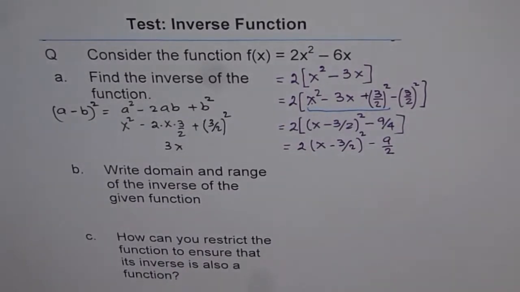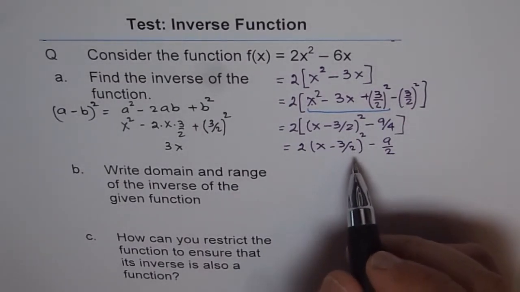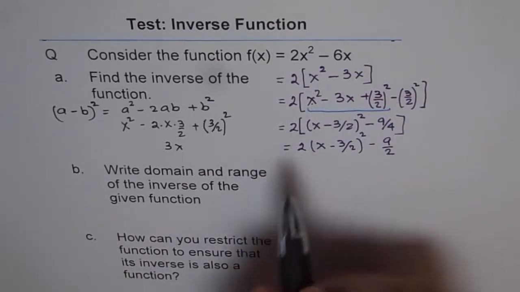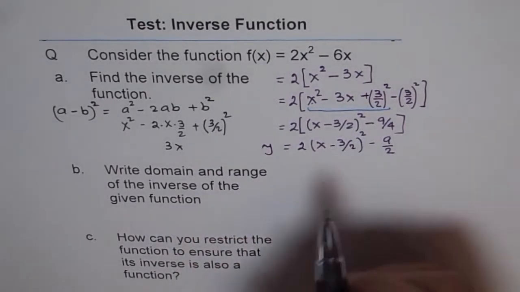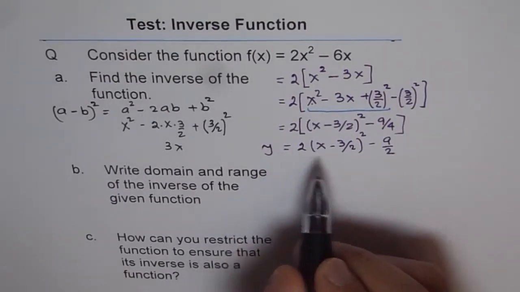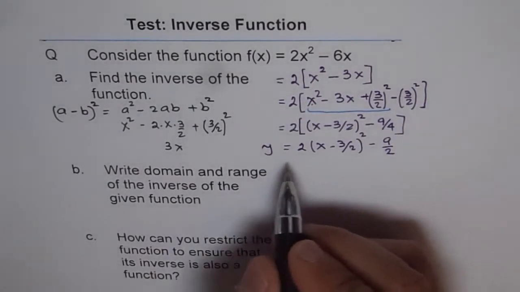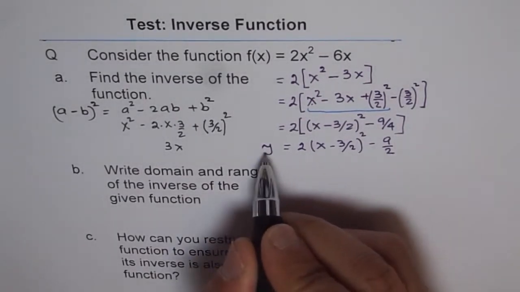So that becomes our function in vertex form. Now you can do the inverse of this function, right? So what we will do to find the inverse, this is y equals to this. We'll follow the standard method: interchange x and y, and then find the inverse. So first step is swap x and y.